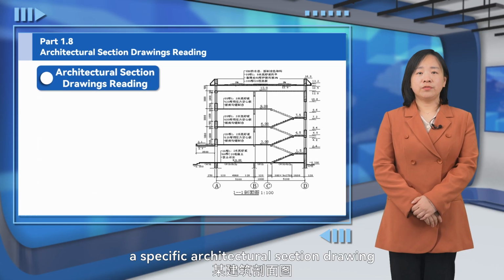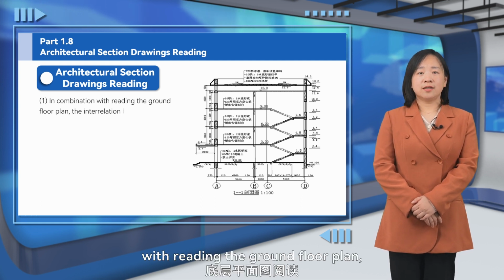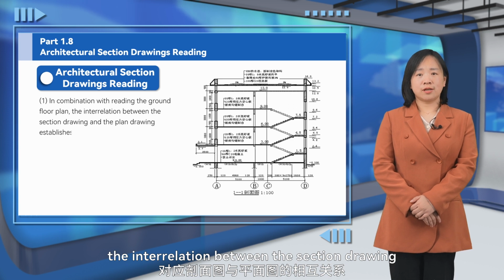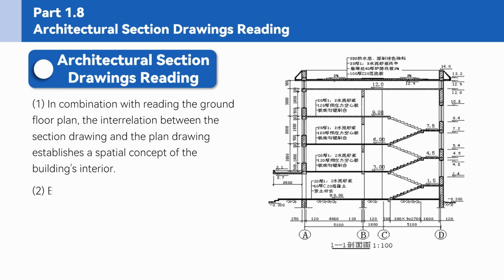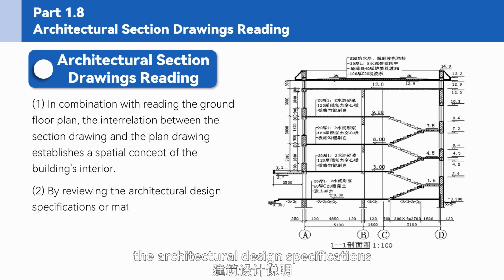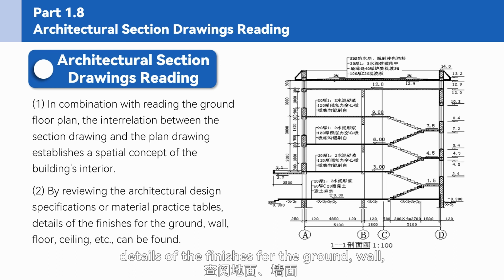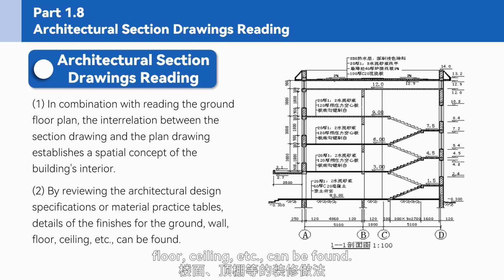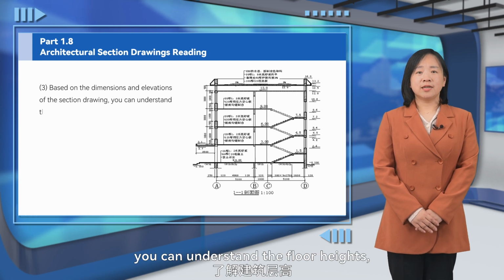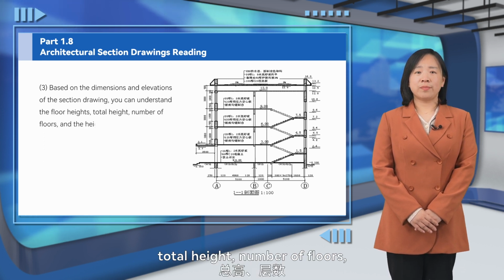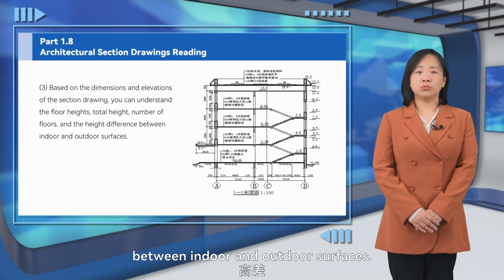Taking a specific architectural section drawing as an example, in combination with reading the ground floor plan, the interrelation between the section drawing and the plan drawing establishes a spatial concept of the building's interior. By reviewing the architectural design specifications or material practice tables, details of the finishes for the ground, wall, floor, ceiling, etc. can be found. Based on the dimensions and elevations of the section drawing, you can understand the floor heights, total height, number of floors, and the height difference between indoor and outdoor surfaces.